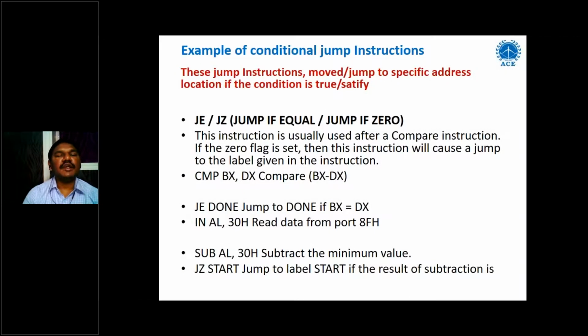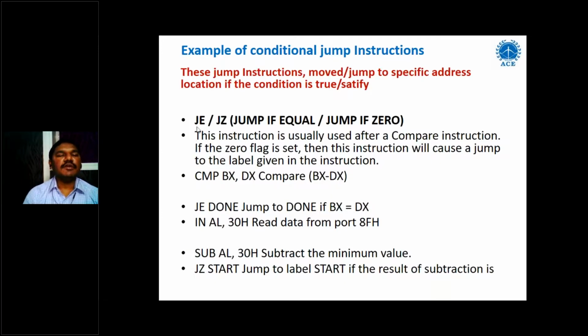For example, take JE by JZ. JE by JZ means jump if equal or jump if zero. This instruction is usually used after a compare instruction, which means comparison always takes place between two values minimum. If these two values are the same, then it will execute as equal or zero. If they are not the same, then it will give not equal.